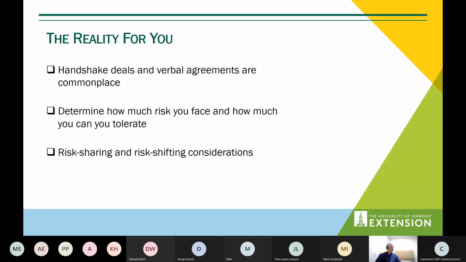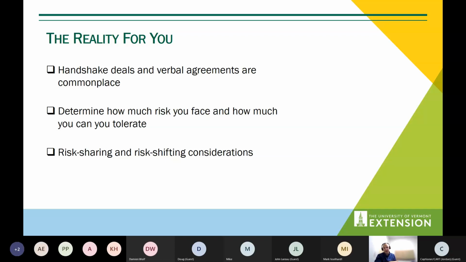So now let's get to the reality for you. Handshake deals, verbal agreements are commonplace, and we're not trying to diminish them at all. Let's take this as an educational venture of what we really need to discuss between the parties. And then at that point, really have the reckoning and say, how much risk do you face and how much can you tolerate? Everyone on this call probably has a different level of risk tolerance, some from personality and some from just your position where your business is. Maybe it's more or less established. Again, back to credit and finance, how much risk can you bear without it being too painful?